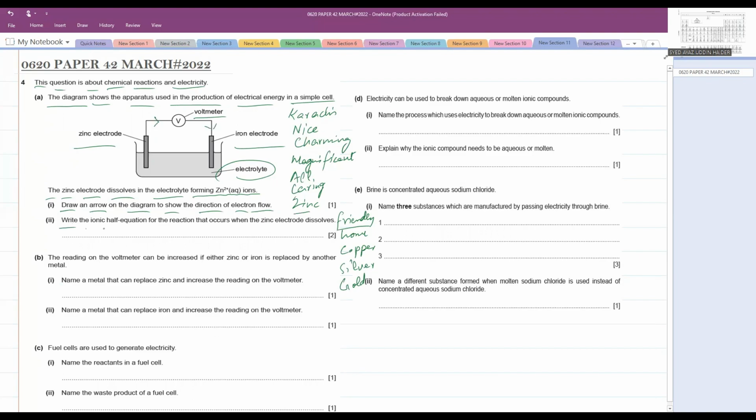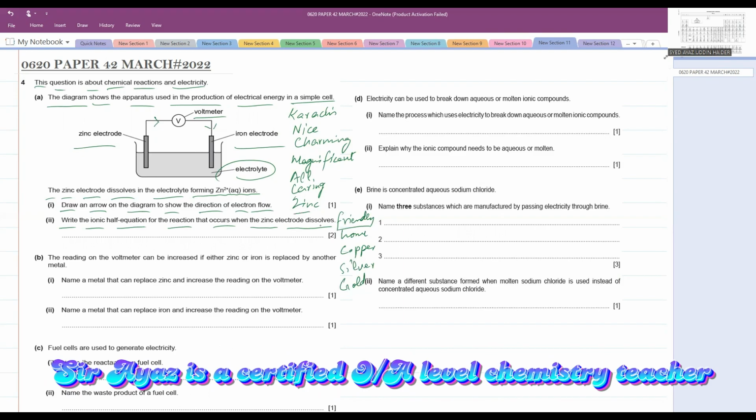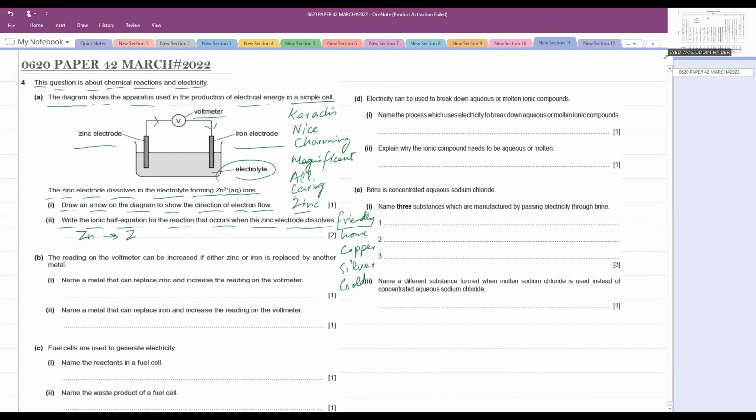Part 2: write the ionic half equation for the reaction that occurs when the zinc electrode dissolves. As zinc is the only reactant here, it will lose electrons to form the Zn2+ ion. So the answer will be like this: Zn gives Zn2+ plus 2 electrons.